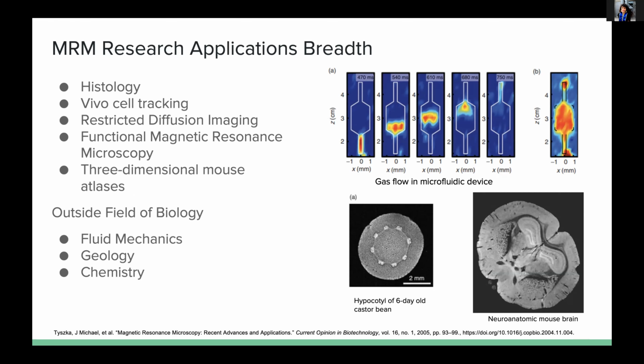Included on the right are some images generated by MRM. Figures A and B on the top right show remotely detected images of gas flow in a microfluidic device using hyperpolarized xenon. The figure below shows a hypocotyl of a 6-day-old castor bean seedling showing plant anatomy with cellular-like patterns. And the figure on the right shows a neuroanatomic MRM image of a mouse brain. Next slide.